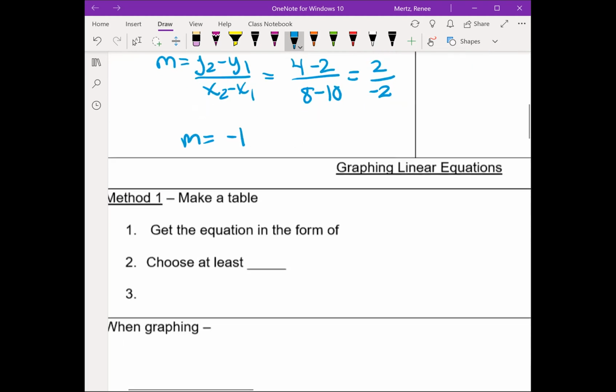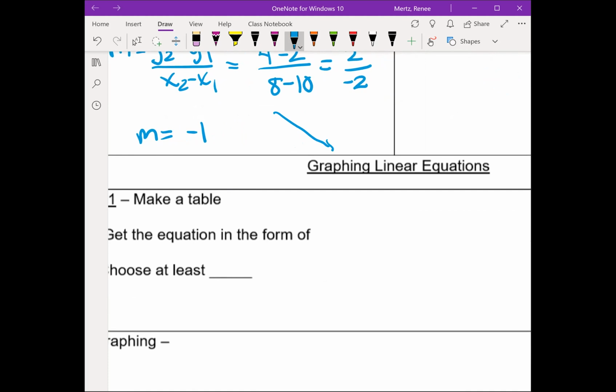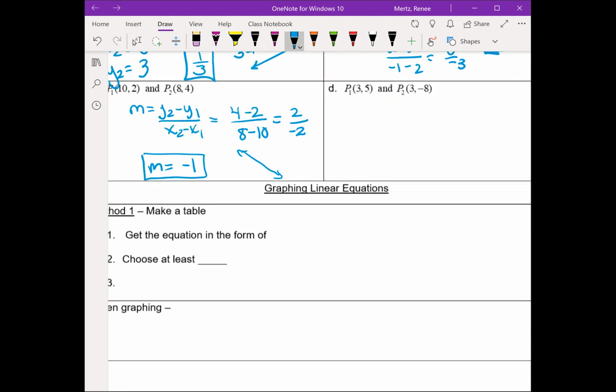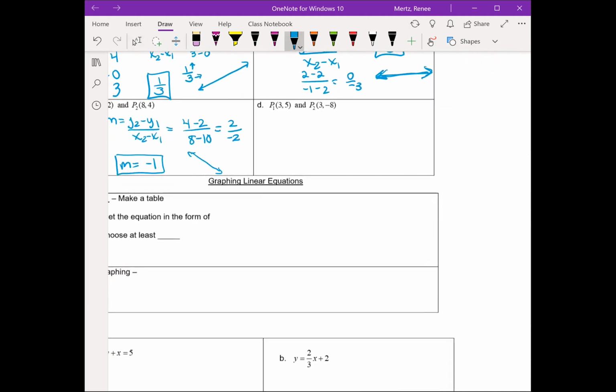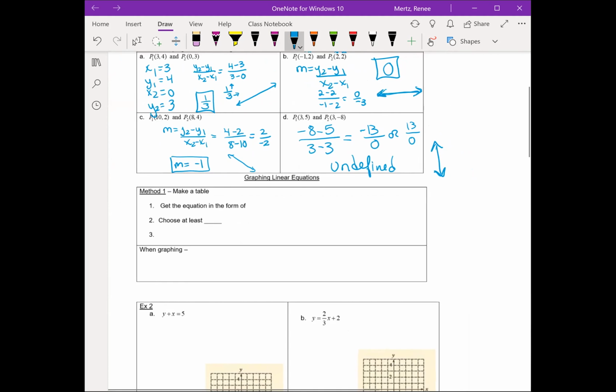The next one is a negative slope. So this is going downhill. So just double check to make sure you're getting the slope is -1. And then lastly, depending on the order of which you did it, you might have a -13 over 0 or a 13 over 0. This is our undefined slope. This is an impossible. So this is a vertical line.